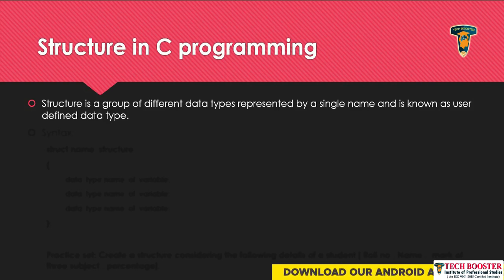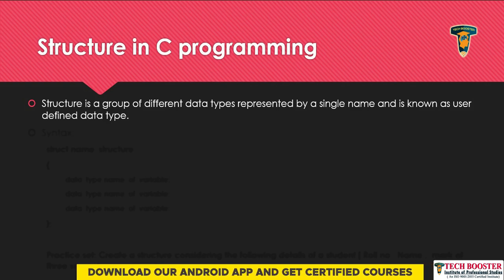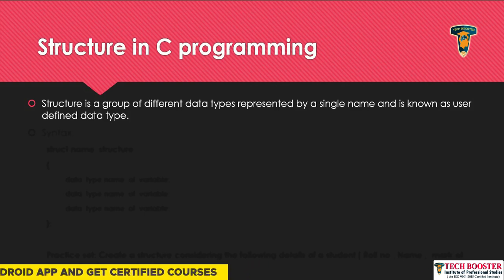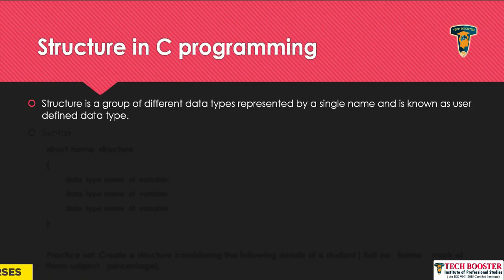For example, considering a student, there may be different cases. You can have name of student, which is a character. You can have roll number of student, which is an integer. You can have percentage of student, which is a floating value. So in that case, considering a structure, you can store all these different data types within a single group. That is the advantage of using your structure.